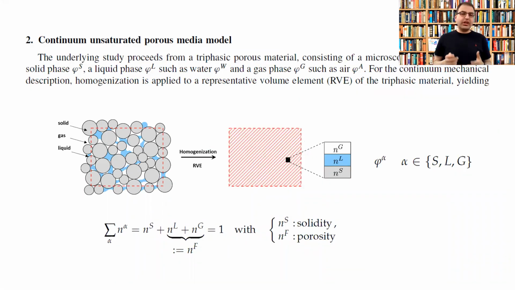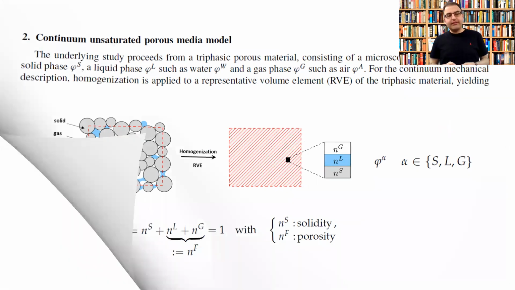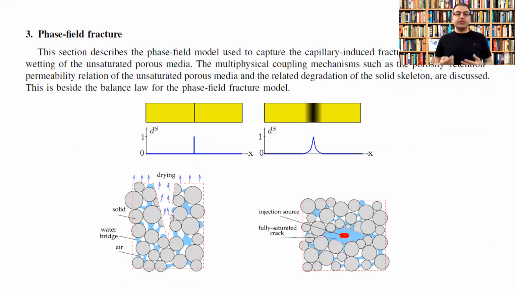So after the introduction, we had in section 2 the detailed description of the continuum unsaturated porous media model, including the homogenization and the definition of the volume fractions. Then we had in the third section the description of the phase field fracture model, including the diffusive interface, and also the two scenarios for the fracture, namely the drying-induced and the wetting-induced.